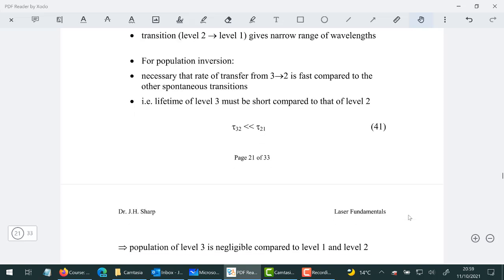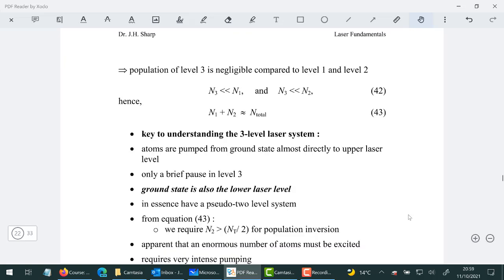And for the population inversion, the amount of time that it spends going from level 3 to 2 must be much faster than the smaller time to go from level 2 to 1. Okay, so the population of level 3, we can ignore it really, because all we want is to use that as a way of getting into level 2.